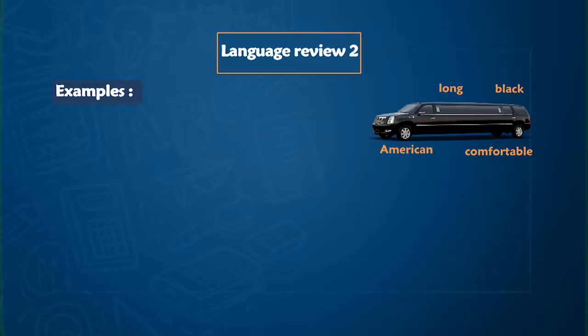Look at this car, surrounded by different adjectives. I want you to use these adjectives to describe the car. Yes, you can make them individually, each sentence for one adjective. For example, it is a long car, it is a black car, it is an American car, it is a comfortable car. Yes, but this is boring.